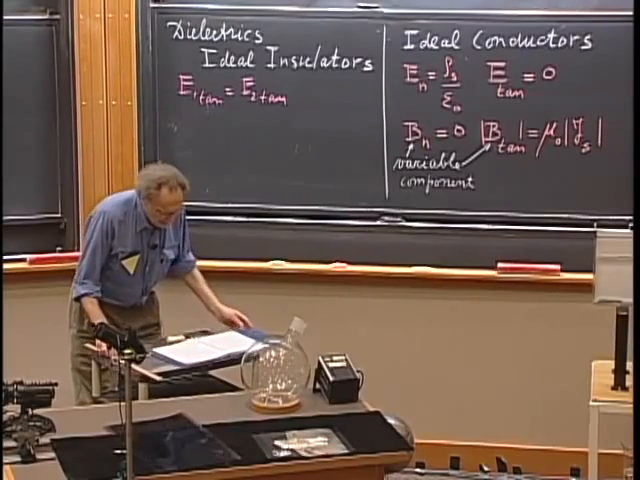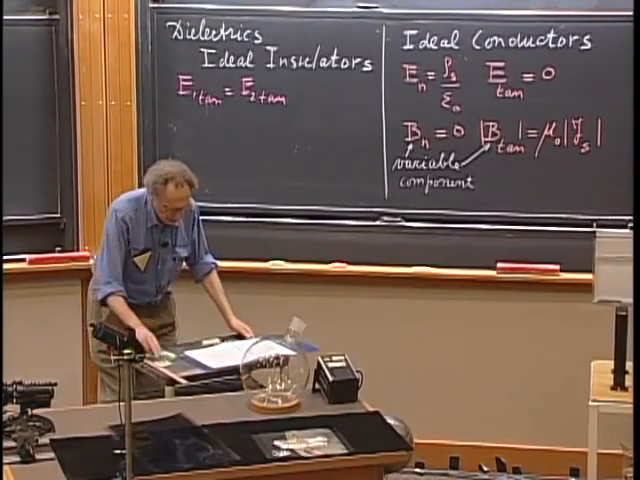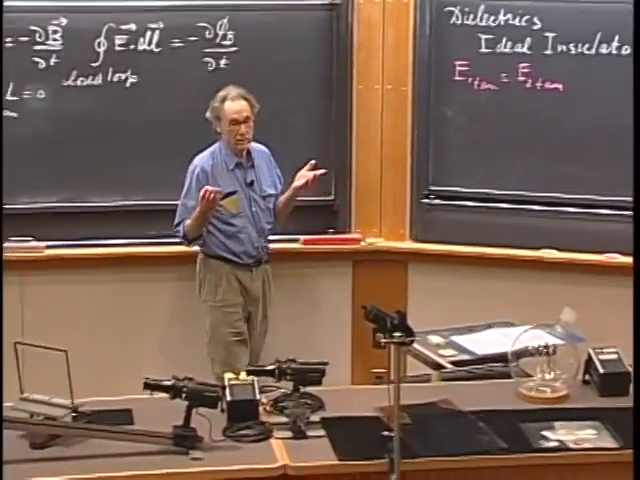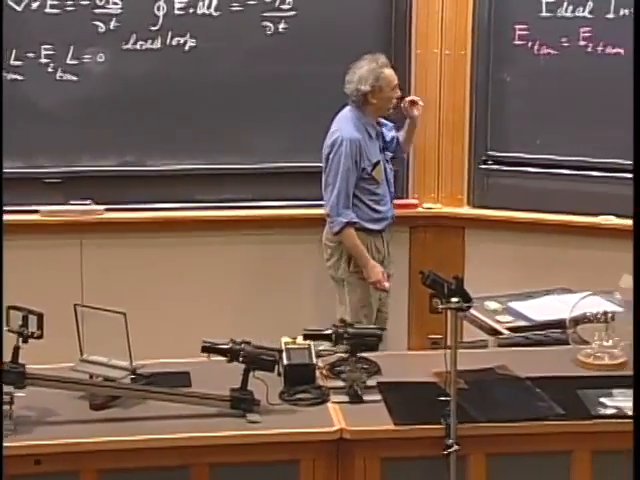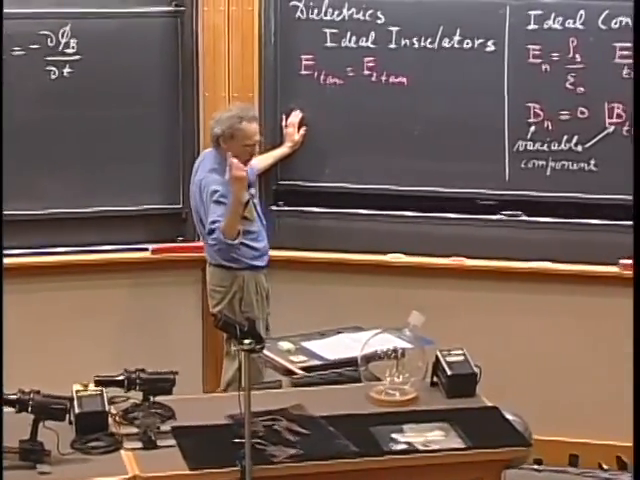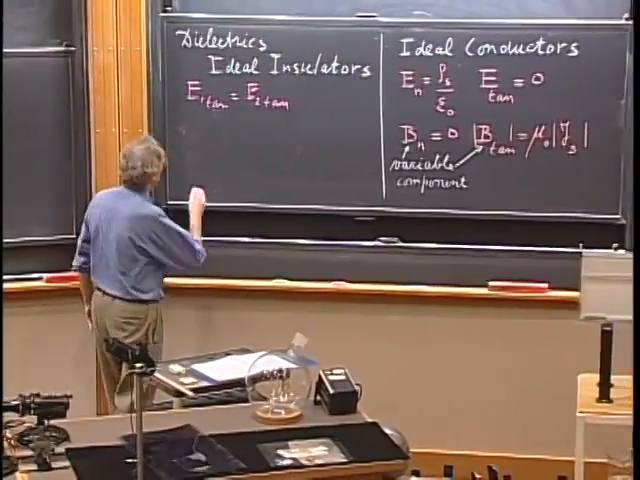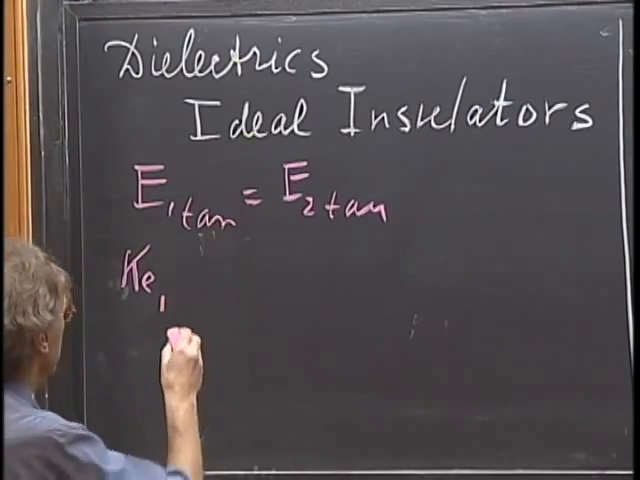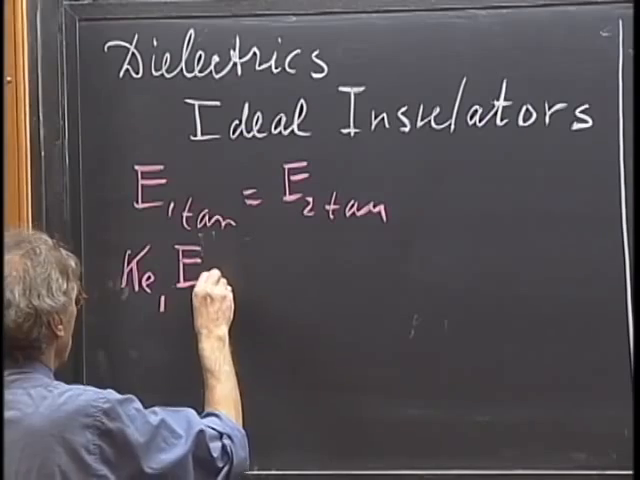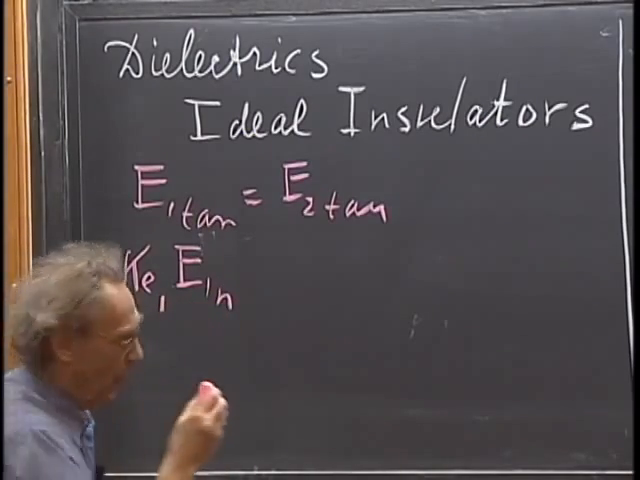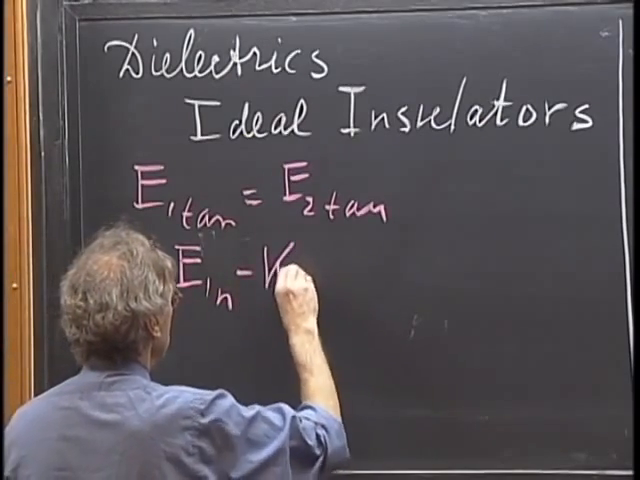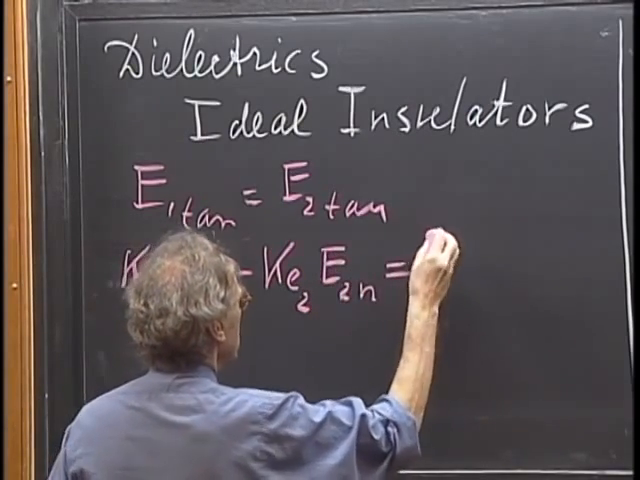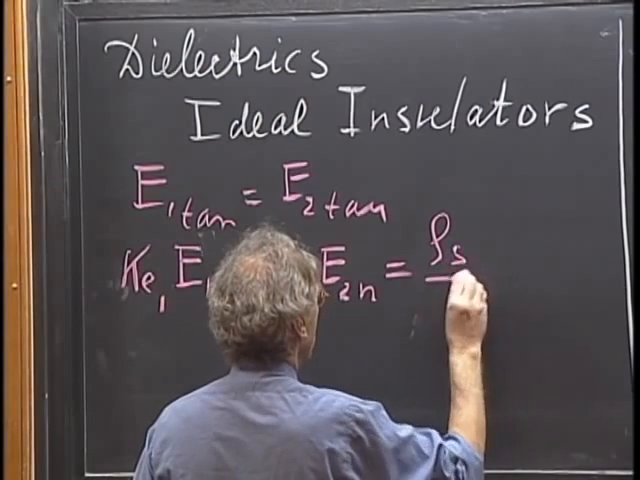So now there are three Maxwell's equations left. They are in your court, and I will give you the results. But you can derive them, and it's really not difficult. No more difficult than what I just did. So we now get that kappa E1 times E1 normal minus kappa E2 times E2 normal is rho s divided by epsilon 0.